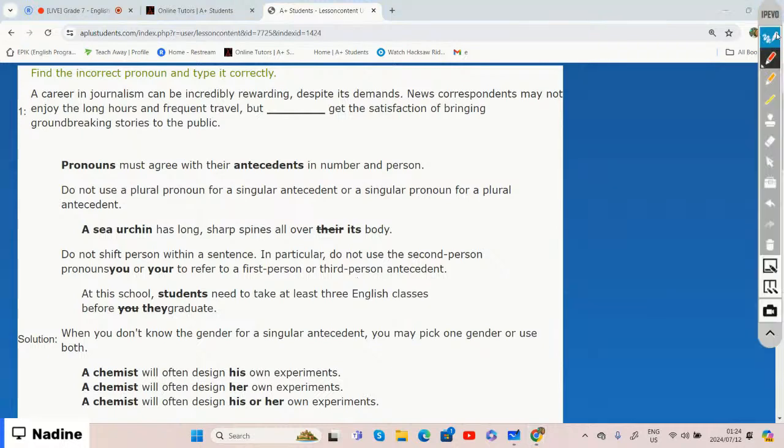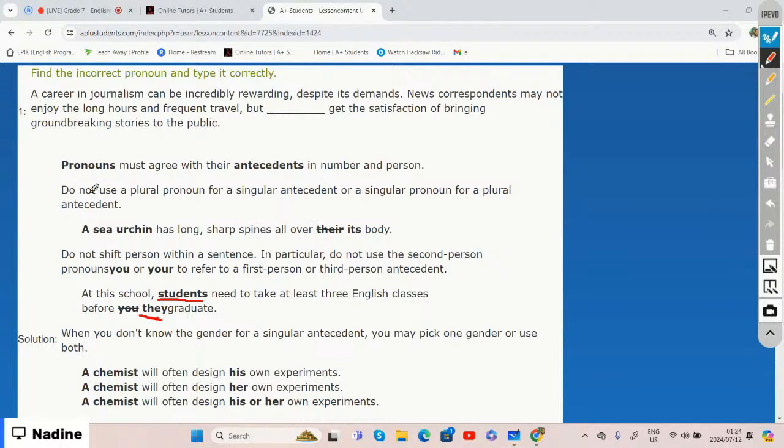That is when we are talking about the plural, right? So students is plural. It refers to more than one person. So students need to take at least three English classes, and we say before they graduate. And the reason why we're using the pronoun they is because students is a plural noun, so we use a plural antecedent.